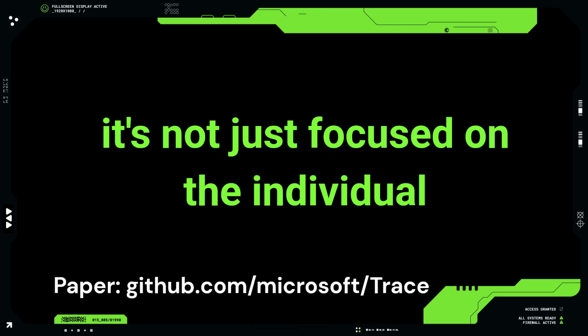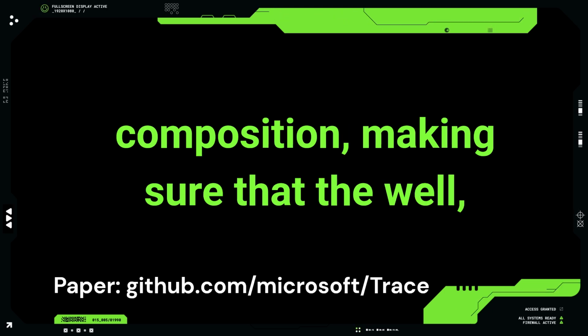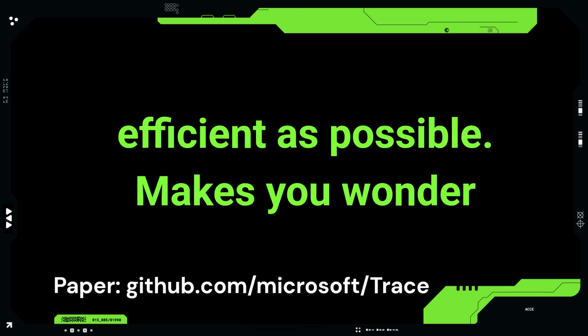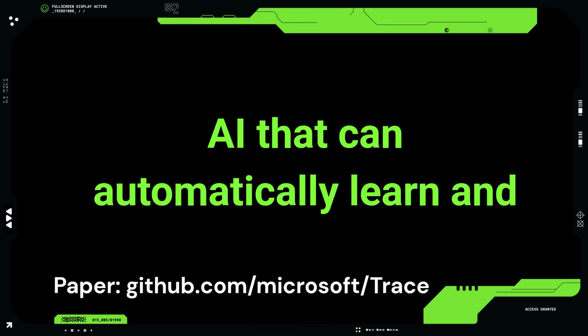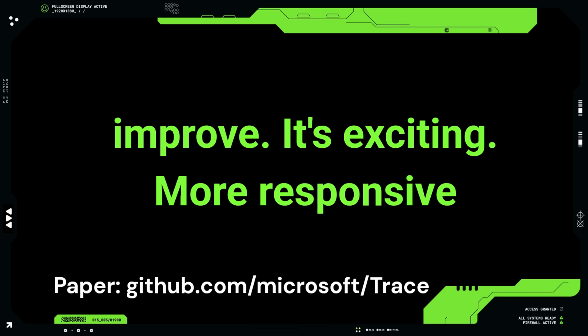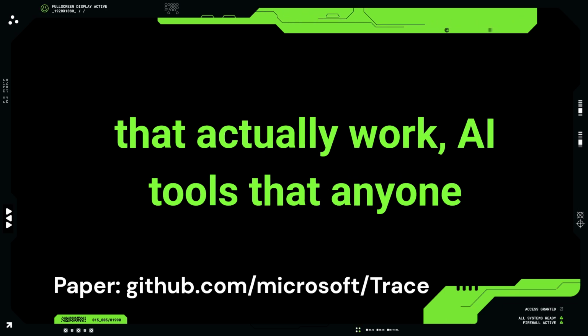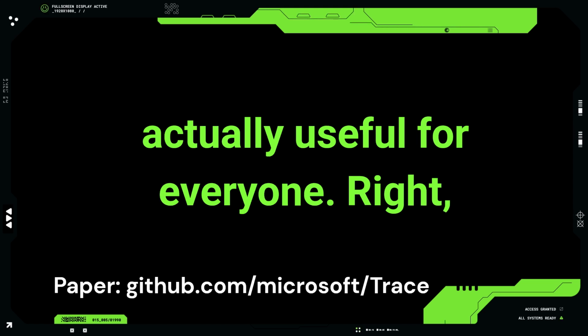Precisely. And it's not just focused on the individual nodes. It's looking at the whole composition, making sure that the AI is as impactful and efficient as possible. Makes you wonder what's possible, right? When we have AI that can automatically learn and improve. It's exciting. More responsive chatbots, personalized recommendations that actually work, AI tools that anyone can use. It's like taking all that complex AI research and making it actually useful for everyone.